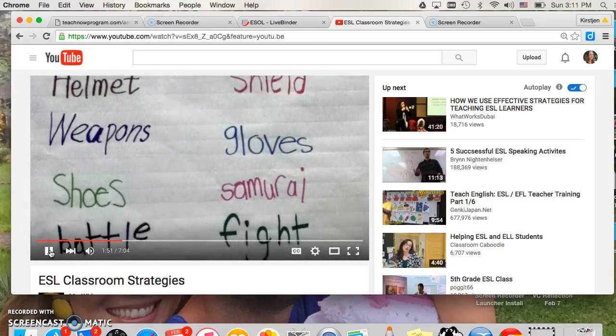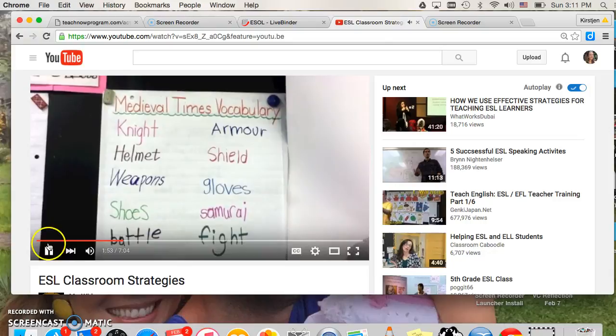Here the students have obviously compiled a list of words they would need for their medieval times unit. This is excellent in terms of unit planning because they're going to go ahead and at the beginning talk about some vocabulary that they might encounter throughout the unit. And it helps the students at the beginning to gain an understanding of where they're going.